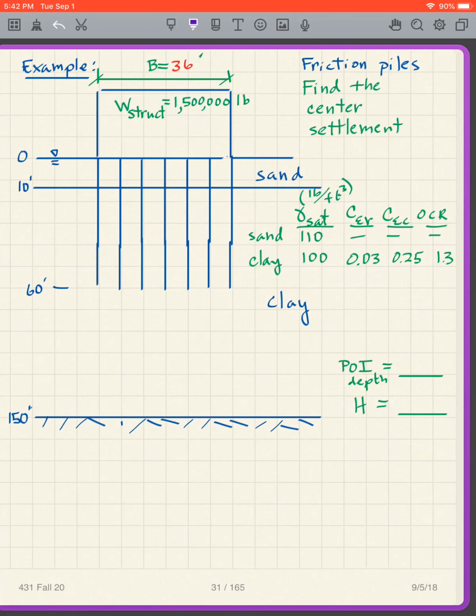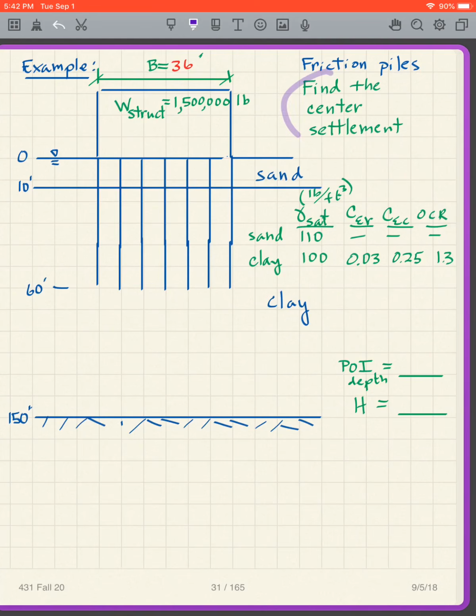So to determine whether piles are friction or end-bearing, you look at the tips and you look at the soil type. Again, if the tips are in clay or silt, then we have friction piles. If the tips are in sand or gravel, then we have end-bearing piles.